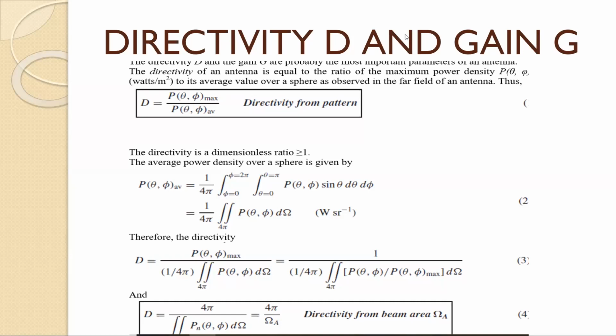First parameter, directivity. This directivity can be represented by using the power density values. Power density values are divided into two values, maximum power density and average power density. Maximum power density is in watts per square meter. Similarly, average power density. The ratio of maximum power density to average power density is known as directivity.